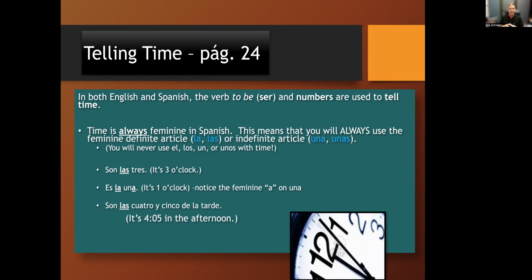So let's go through it. The first one you'll see there is son las tres. It is 3 o'clock. So a couple components. Son, that's the third person plural form of ser that you already learned. Las, again, it's plural because tres, which is 3, is a plural number. So because the hora, tres, is a plural number, then we're using son, the plural form, las, the plural form, and feminine form because horas is feminine. It's 3 o'clock. Son las tres.